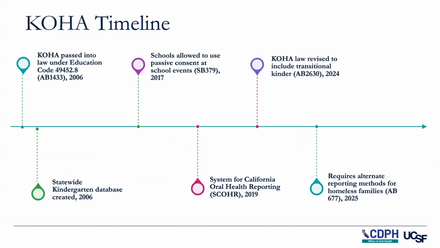Here is the program history. So KOHA has been evolving for past 2 decades. California established KOHA law and statewide database in 2006, and this was followed by updates like allowing passive consent in 2017. SCORE became statewide in 2019. TK added to the requirement in 2024. And alternate reporting for families experiencing homelessness was introduced in 2025. And overall, these updates make the access easier and reporting stronger.